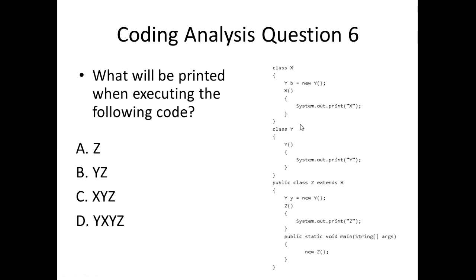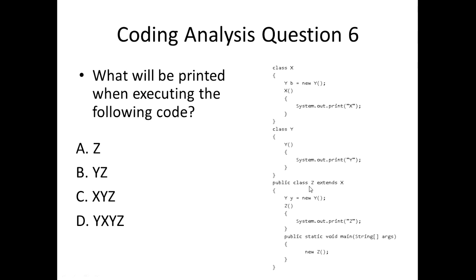And then, as you can see, we have another class, class Y. And this class only has a constructor. So whenever a new instance of this class is created, we're going to be printing out System.out.print Y. We're going to be printing out Y here.